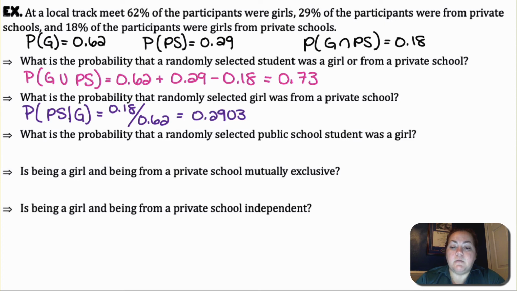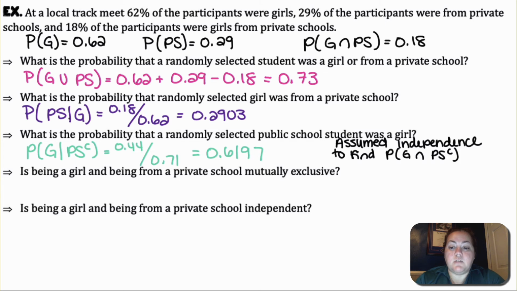What is the probability that a randomly selected public school student was a girl? All right, so I am assuming these are independent events. So I assumed independence to find the probability of girl and not private school. So that gave me 0.44 over 0.71, which is 0.6197.